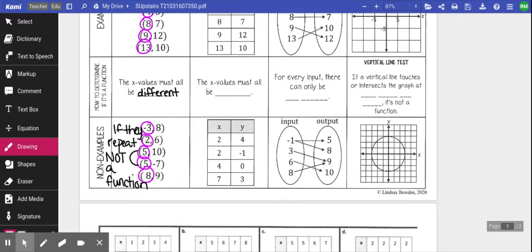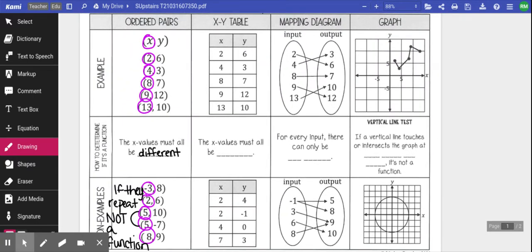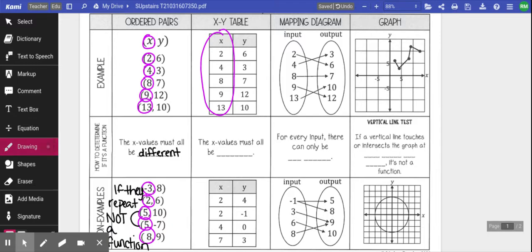Okay. Let's look at the next example. So tables. Tables are just another way to write ordered pairs. As you can see, instead of writing it as parentheses 2, 6, we could write it in the table as 2 and 6, and so forth. Okay? So again, for this one, we're looking at our x values. Are any of them repeating? No. Do we care about the y values? No. We're only looking at the x. None of them are repeating, which means it's a function. The x values all must be different.